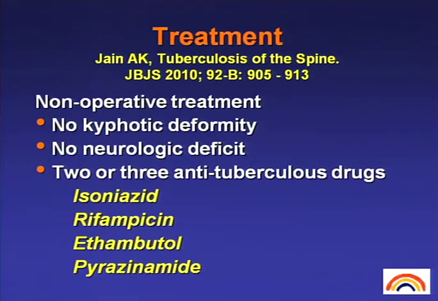Now, treatment-wise, the current concepts of treatment have been outlined again in this article by Jane, that there's still a role for non-operative treatment. If there's no kyphotic deformity and no neurological deficits, then beginning 2 or 3 anti-tuberculous drugs is the treatment of choice. And I can tell you in my institution, if we had a child presenting with either a fungal infection or with tuberculosis, we would use an infectious disease consultant to be with us to aid in the selection of appropriate antibiotics or anti-tuberculous agents and to help follow the course of the disease.